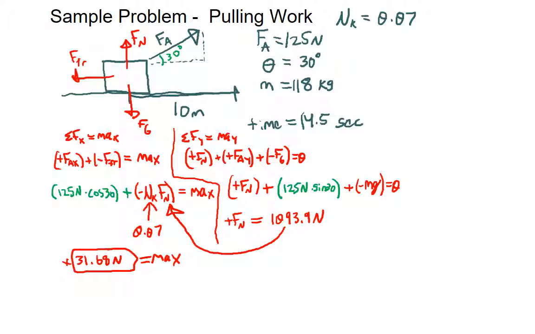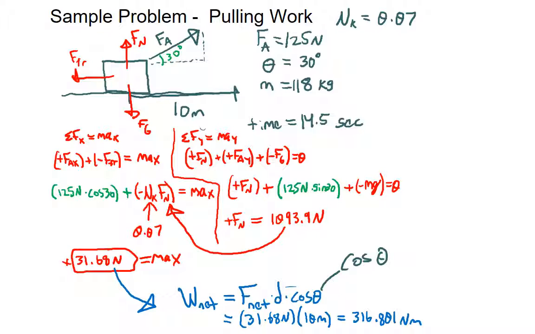Now that we have this net force, and if you notice it's just in the X, right, there's no net force in the Y. All the forces cancel out and add up to 0, right? So when we calculate the work, we have the net force times the displacement, and this gives us our net work here.